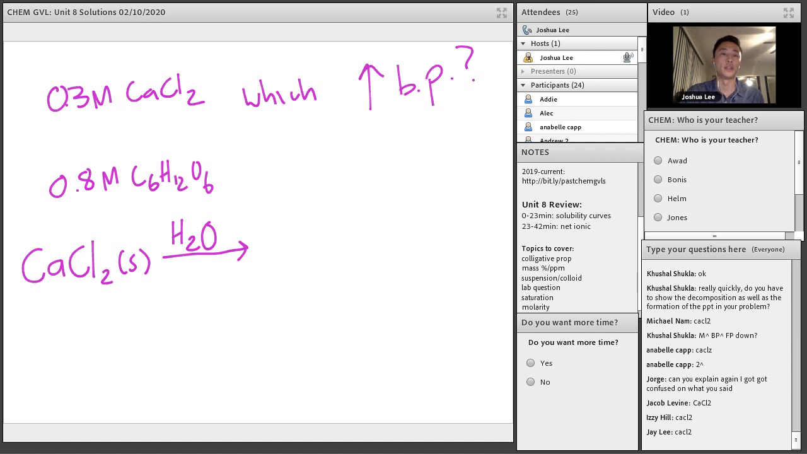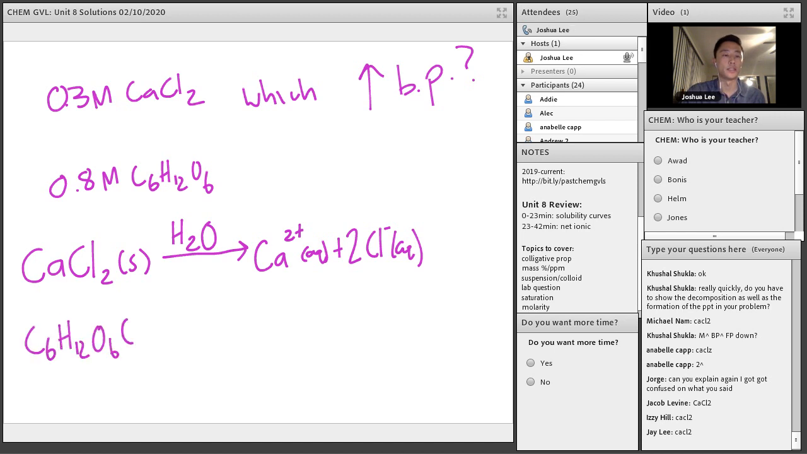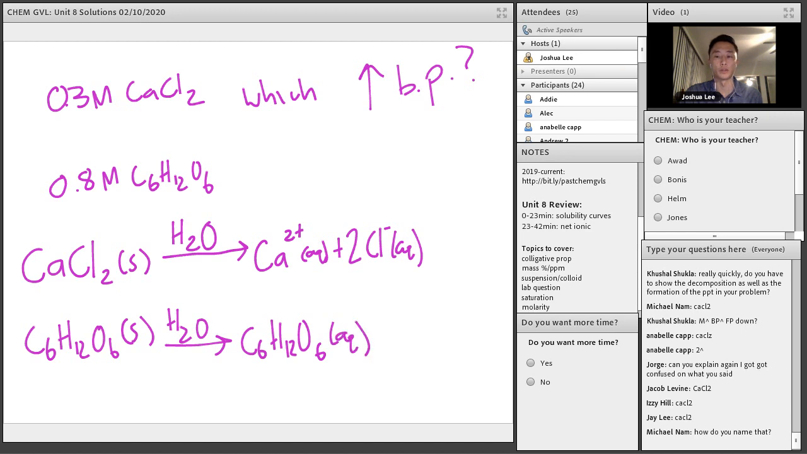It's like, okay, that's going to break up into Ca2+ aqueous plus 2 Cl minus aqueous. And for the C6H12O6, since this one is covalent, all nonmetals and nonmetals, it's going to stay together. It still dissolves, but once it dissolves to one molecule, you can't really break it apart. How do you name that? This is glucose.